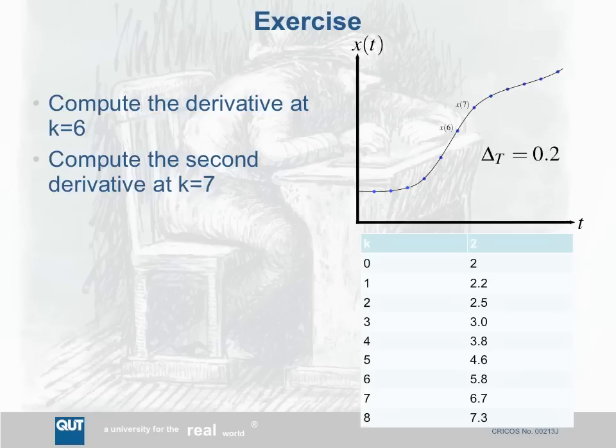Okay, so here's a little exercise for you. Here is a function, x of t, and I have given you the values for discrete time elements. Our sampling interval is 0.2, and here is a table that shows the sequence number k and the value of the function in the second column. So what I'd like you to do is to compute the derivative at the point k equals 6, and I'd like you to compute the second derivative at the point k equals 7. I'll give you a few moments to do that.